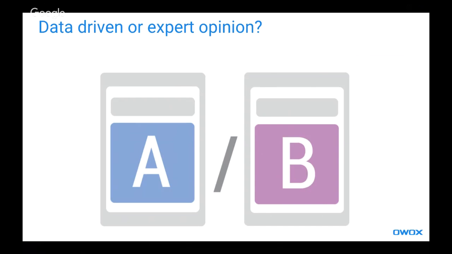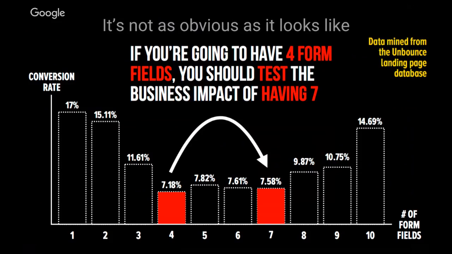taking intuitive decisions. Here is the example and the slide that I saw at another presentation of Michael Aagaard. He was showing that for one of his clients, they were testing an order form on the website, and in the beginning there was just one field and the conversion rate was pretty high. But if you're working in e-commerce, you most likely need more data for taking the order.